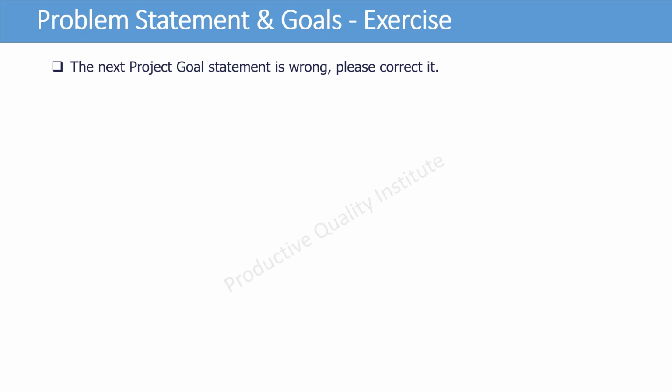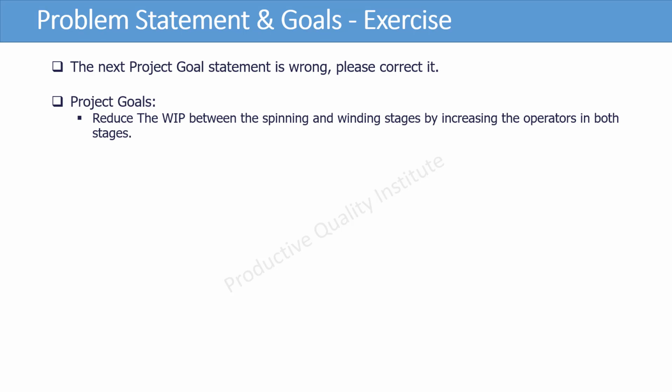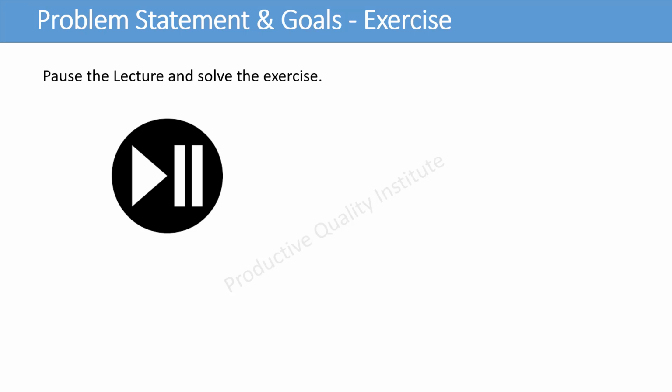In our exercise, the next project goal statement is wrong, please correct it: reduce the width between the spinning and winding stages by increasing the operators in both stages. Please pause the lecture and solve the exercise.